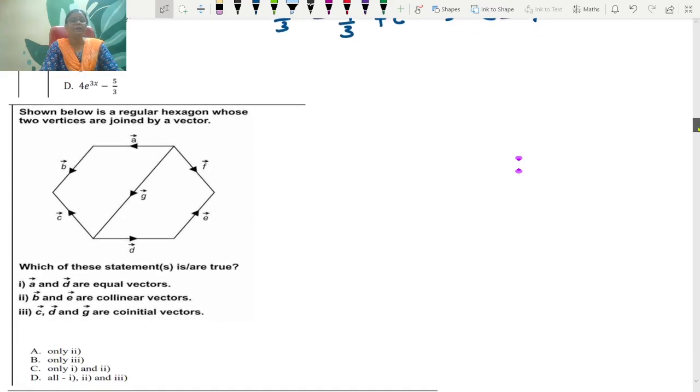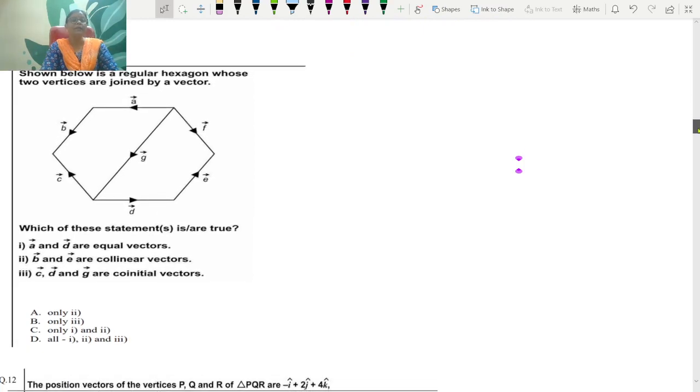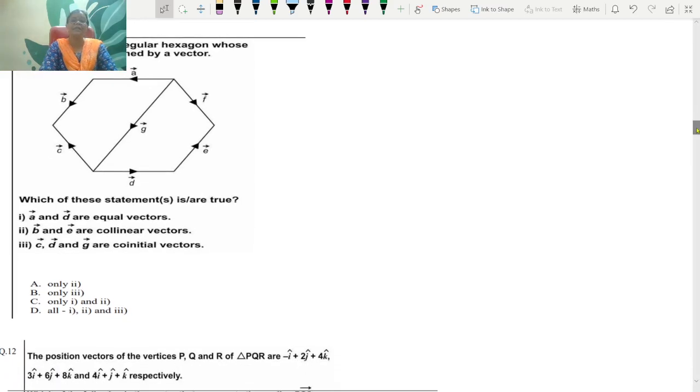What is the regular hexagon? All sides are equal, whose two vertices are joined by this vector. That is, there are vectors given around on the sides of the hexagon. Now, which of the statements is true or are true? Here there are three statements given, and you have to select which statements are correct. Option A says only two, option B says only three. So you have to select one, which means you will have to go through all these statements.